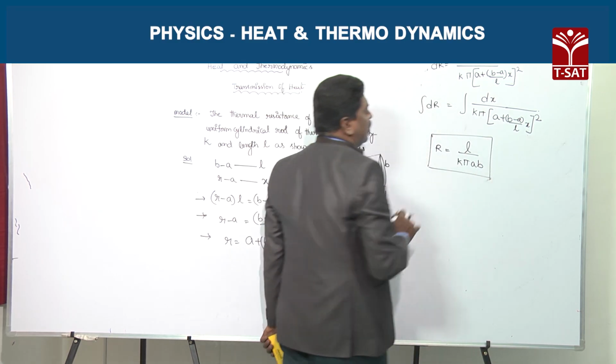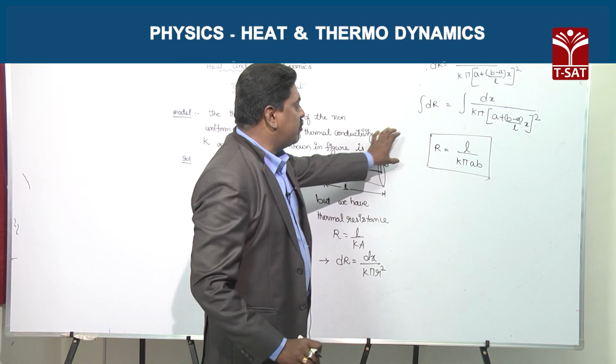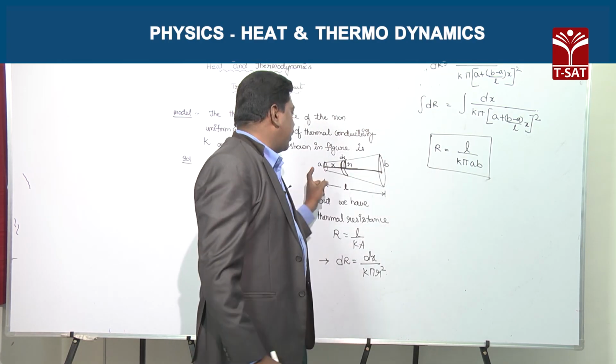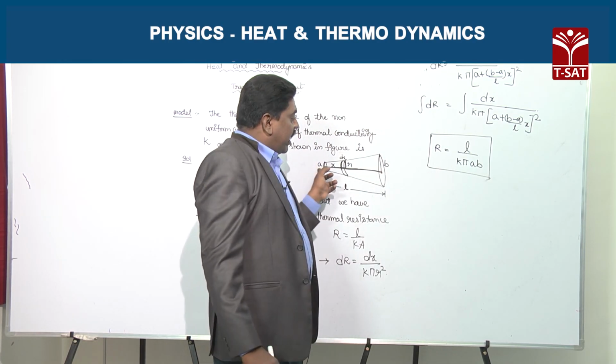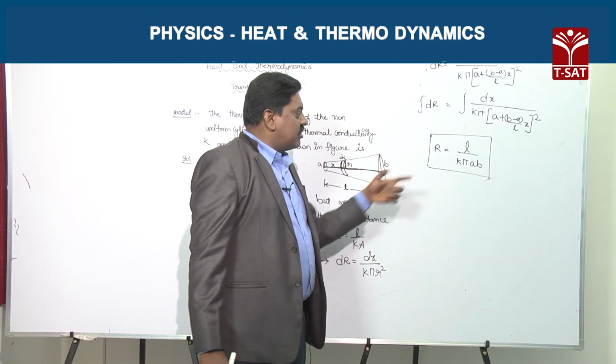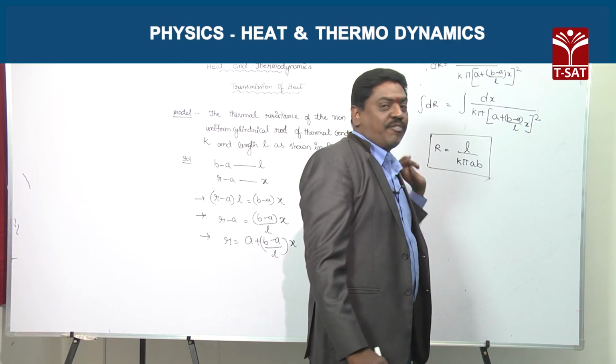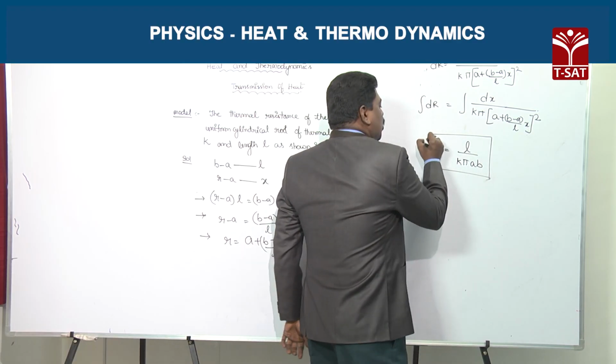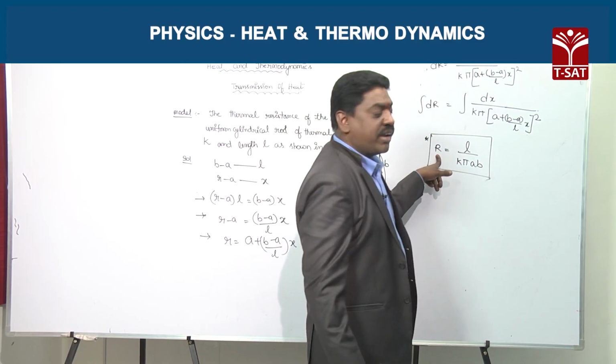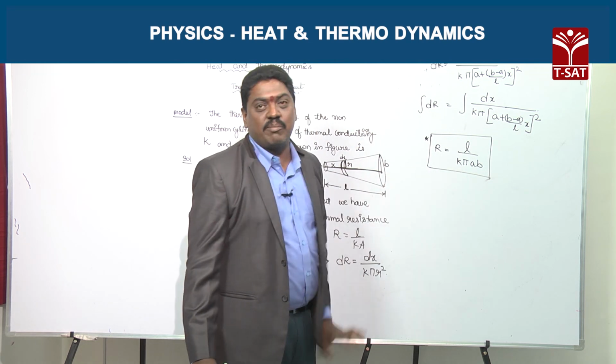Remember this relation for doing the problems in a shortcut manner. Whenever you are given radius A and radius B of the ends and the length of the non-uniform rod, then you can use this formula directly for finding the R. This formula is useful for finding the thermal resistance of non-uniform rods in a direct manner.